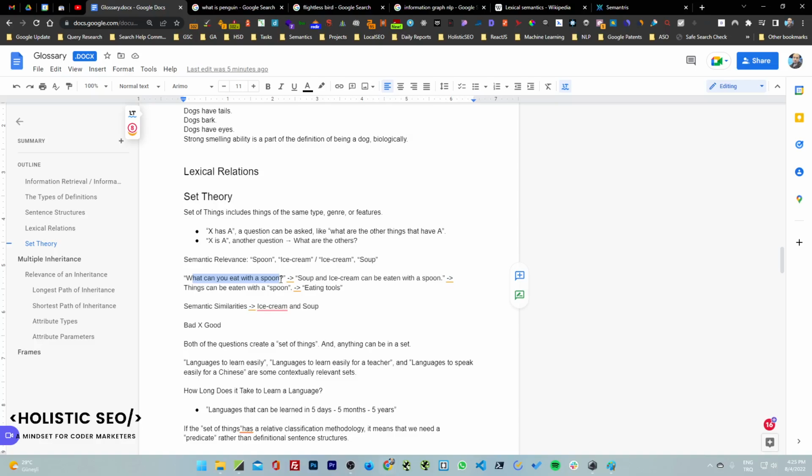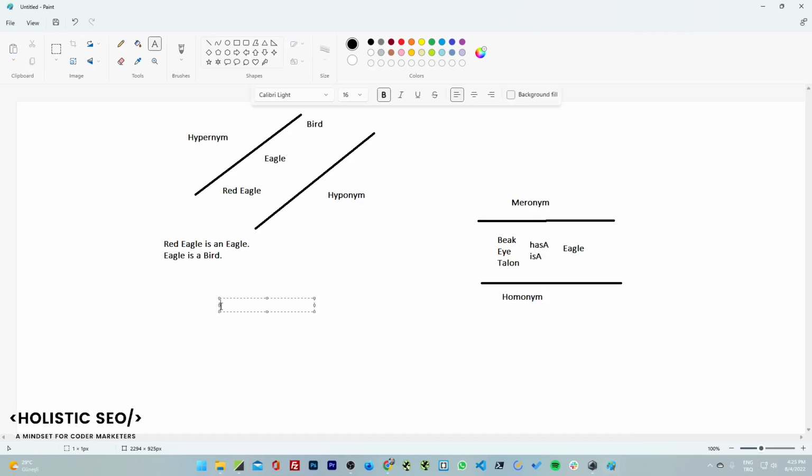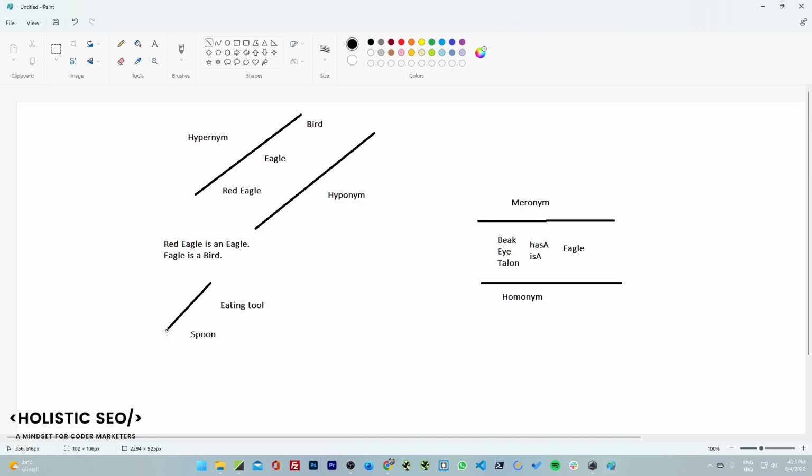What can you eat with a spoon? When you ask this question, you are actually creating a set, and the set is called the things that you can eat with the spoon. And in this case, soup and ice cream can actually have a place under the same set. At the same time, the spoon is actually an eating tool. And again, I will need to open here, because this time I can write here eating tool, or something like this. And here we have the spoon. And this is actually, again, a hypernym and hyponym relation as appears in this area too.